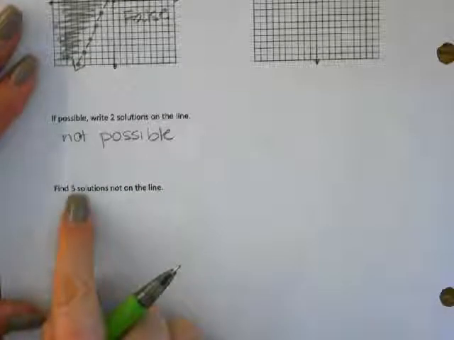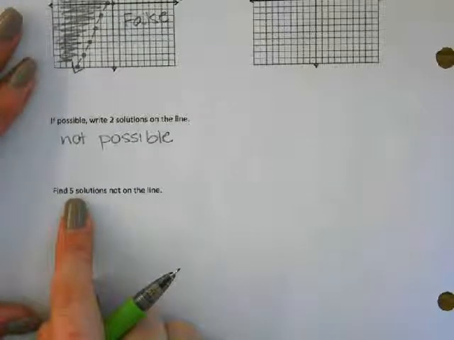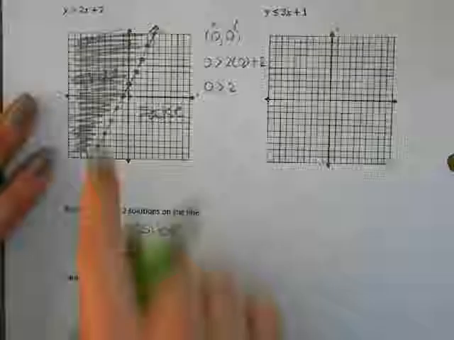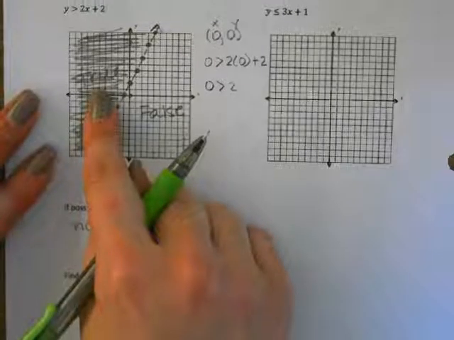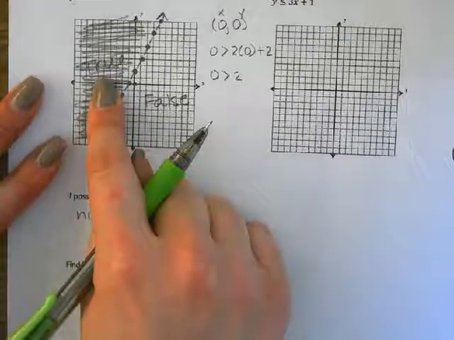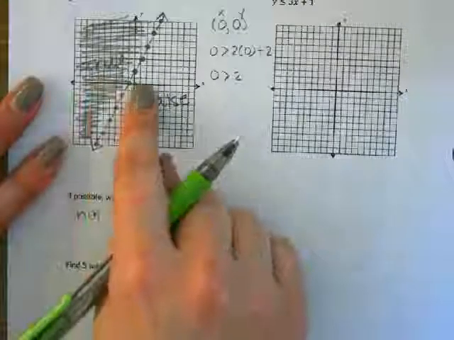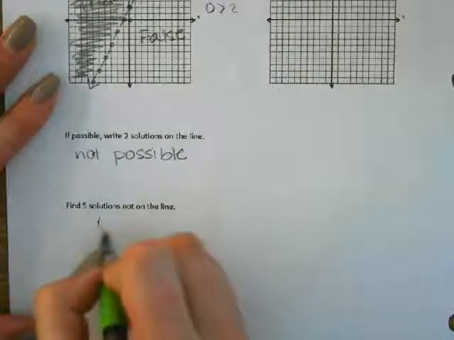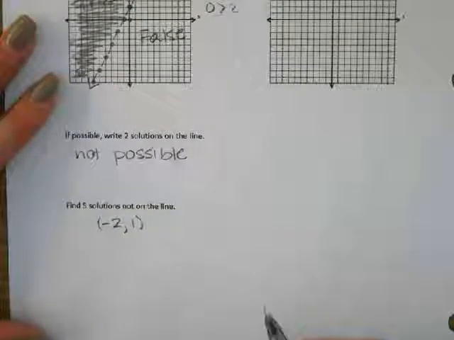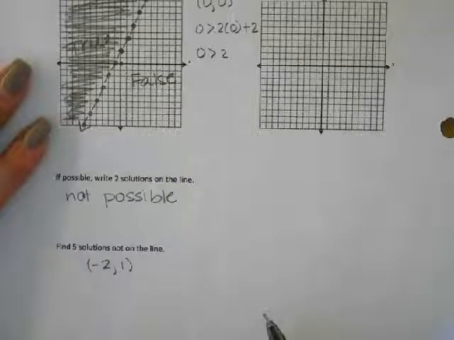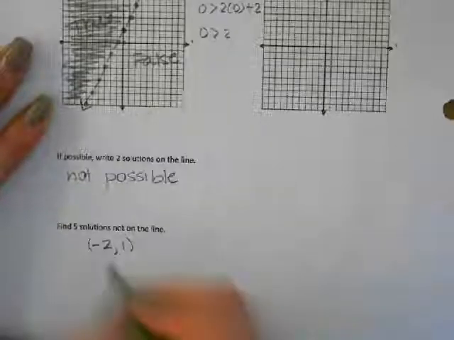Is it possible for us to find solutions that are not on the line? Yeah, where do we have to look? The shading. So can you guys give me a point that's in the shaded area? Negative 2, 1 is over there. What's another point over there? Negative 3, 1.